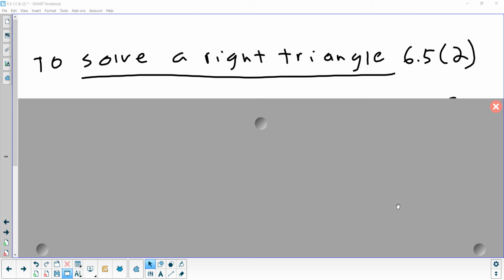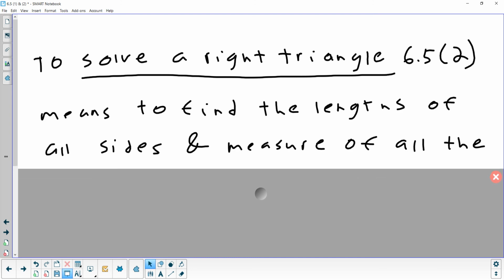All right, so the last thing we're going to look at this week is the second half of section 6.5, where we actually get into solving a triangle. And basically all that solving a triangle means is to figure out the lengths of all the sides and the measure of all the angles.